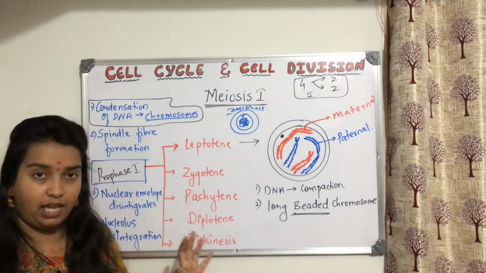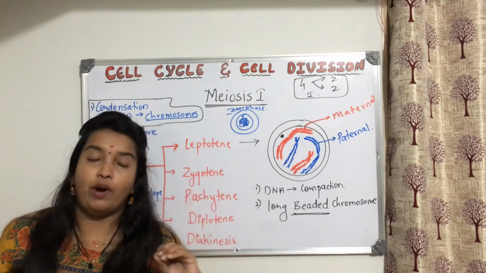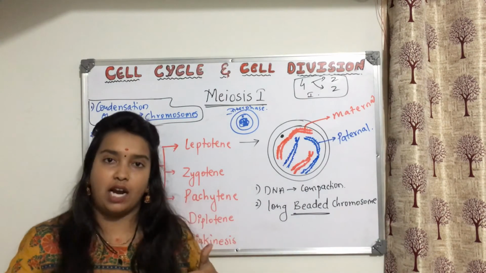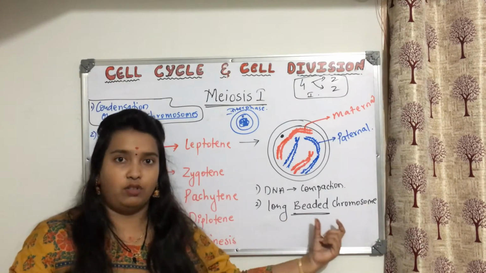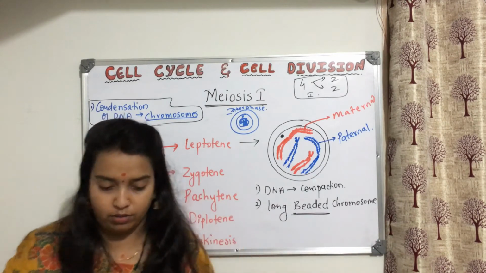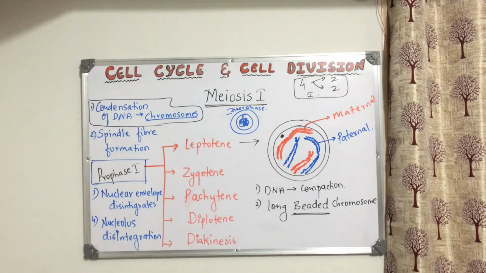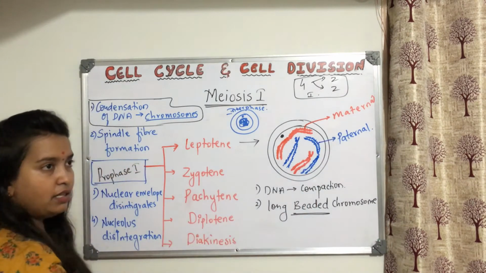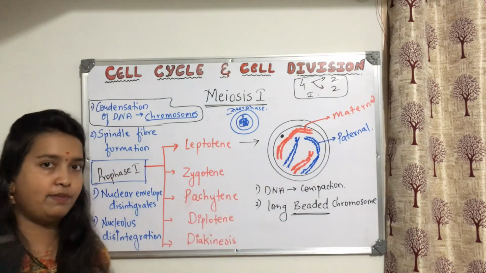But whatever it is, what are the 2 important points of leptotene? DNA compaction will start. Because compaction has started, DNA looks like a beaded chromosome. It looks like a beaded string. So long beaded chromosome. Take down this much. Now, still the nuclear envelope is there. Still the nucleolus also is present.